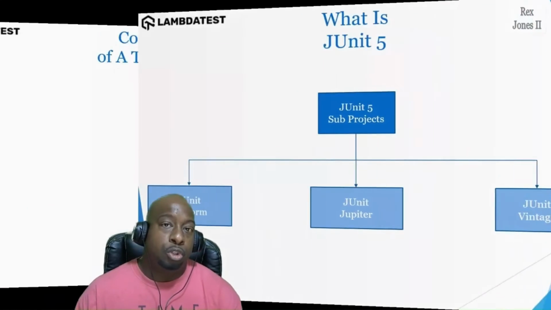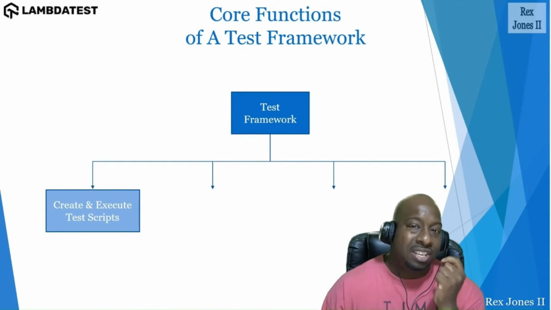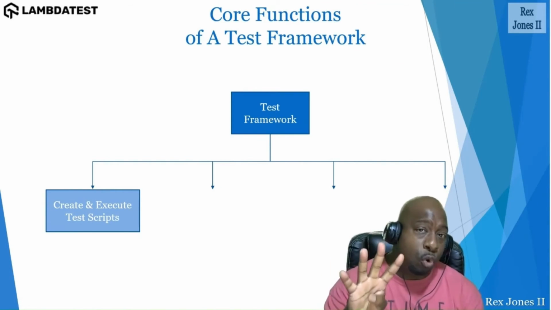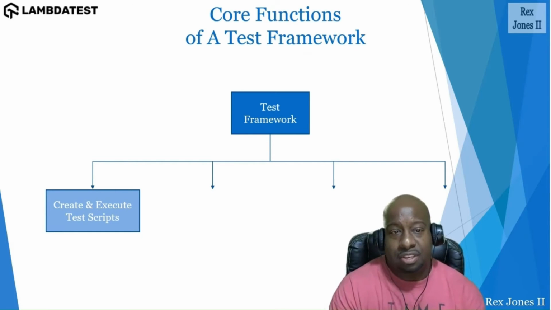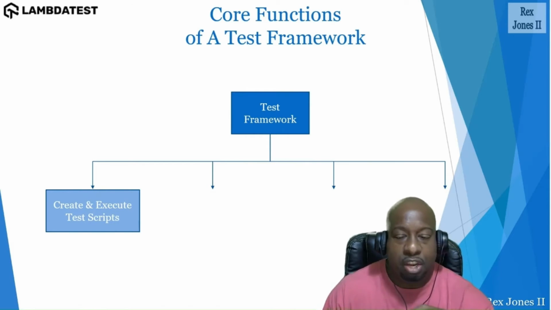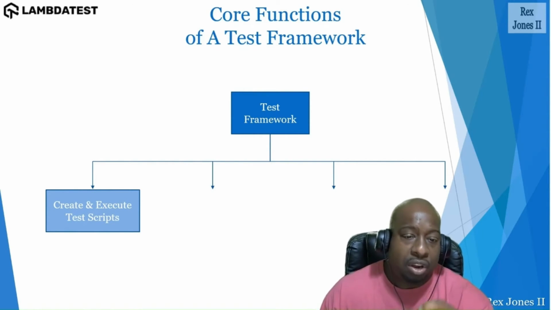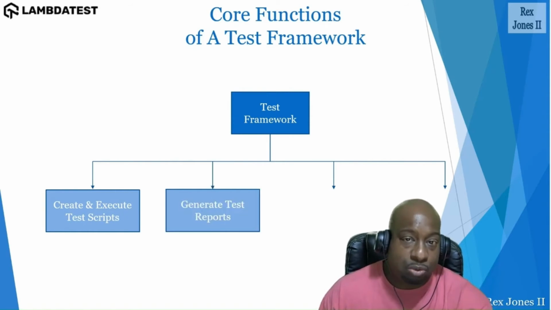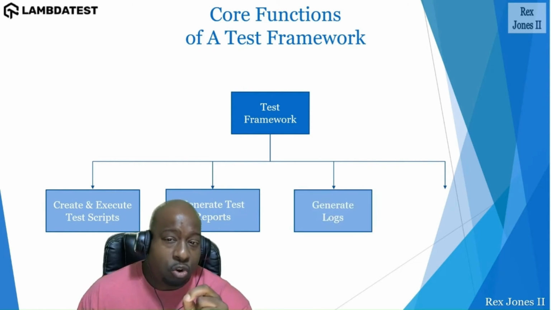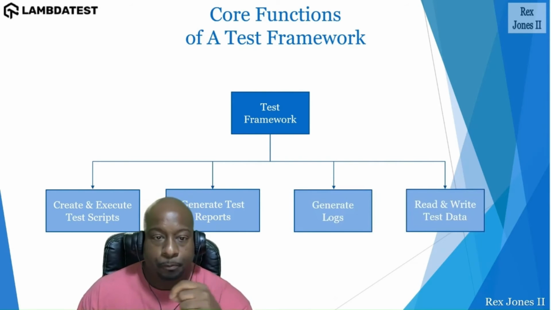In addition to creating our test framework and executing our tests, JUnit 5 has 4 core functions like other test frameworks. Right now, we see creating and executing our test scripts. The test framework also generates test reports, generates logs, reads test data, and writes test data.